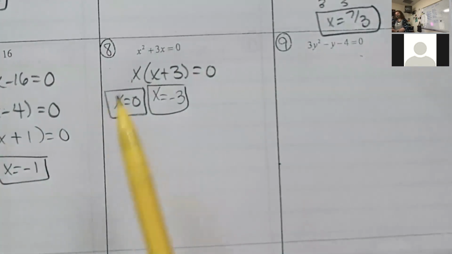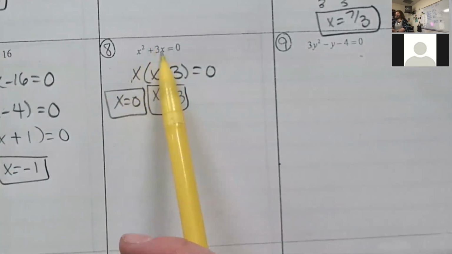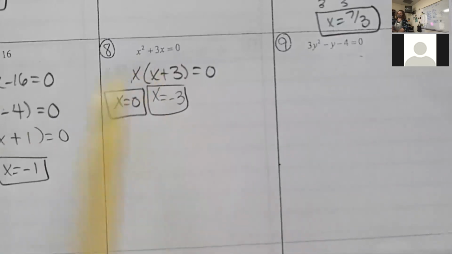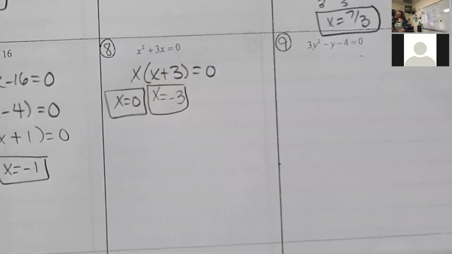If I put in a 1, that wouldn't work because 1 squared is 1 plus 3 times 1 is 3. So 1 plus 3 is 4. That's not going to get me 0. But if I put in a 0, that would work. If I put in a negative 3, that would work. So it looked icky, but it wasn't too bad. Yep, math term of icky.